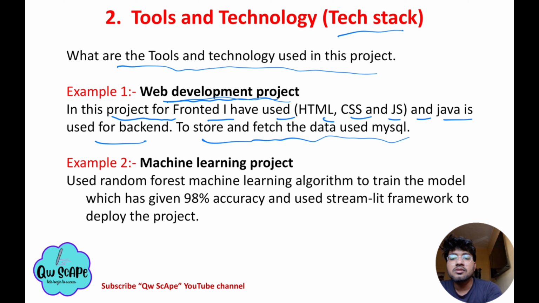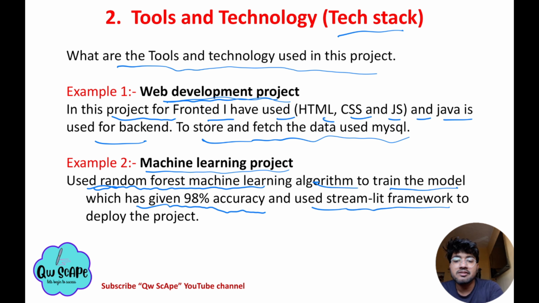Okay, now coming to a machine learning project, how can you tell it? Suppose you have used the random forest machine learning algorithm for your project. You can say: I used the random forest machine learning algorithm to train the model, which gave 98% accuracy, and used the Streamlit framework to deploy the project. That's how you can explain your tools and technology, or tech stack, to the interviewer about your project. Okay, so the second point you can cover this way.